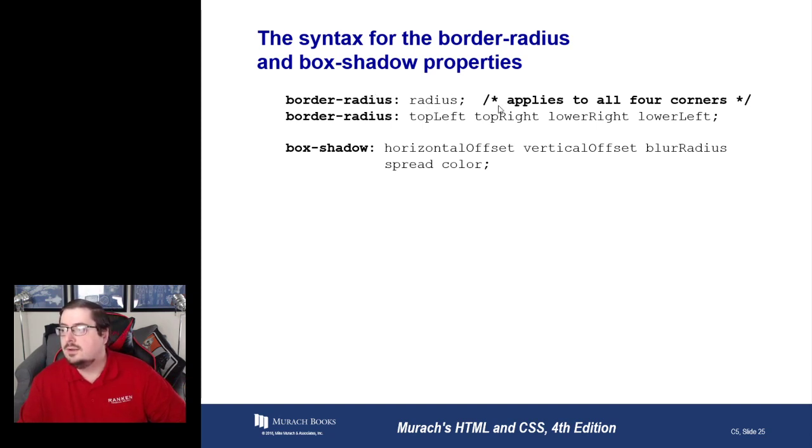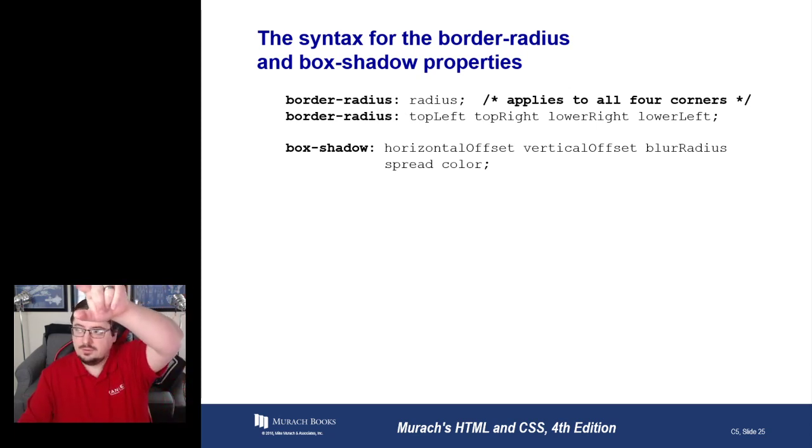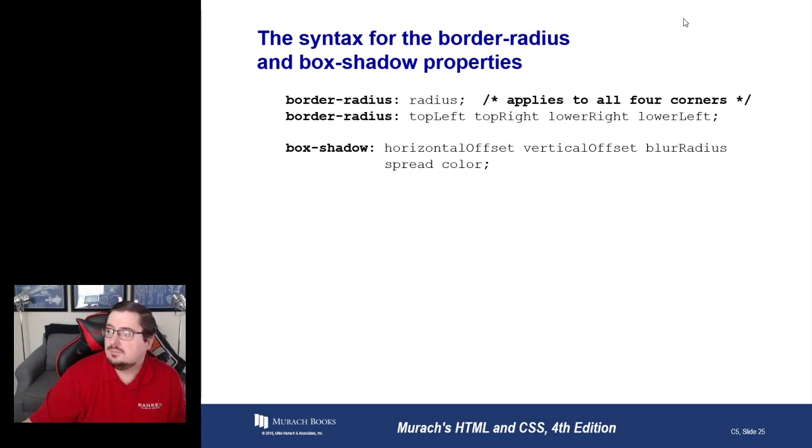More like a circle. So that we can set the border radius. We can also set the border radius on a per corner basis. Now note this is different because border radius applies to corners and not sides, right? So if I specify the border radius for each of these different corners, I say the top left corner, the top right corner, the lower right corner, and then the lower left corner. So it kind of goes around in a circle. Okay, so I can set it all as the same radius, or I can set different radiuses for each of the different corners.